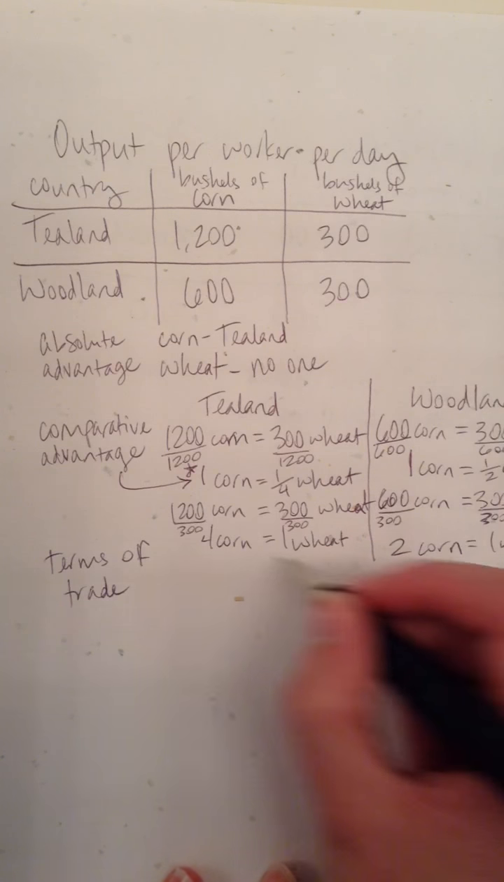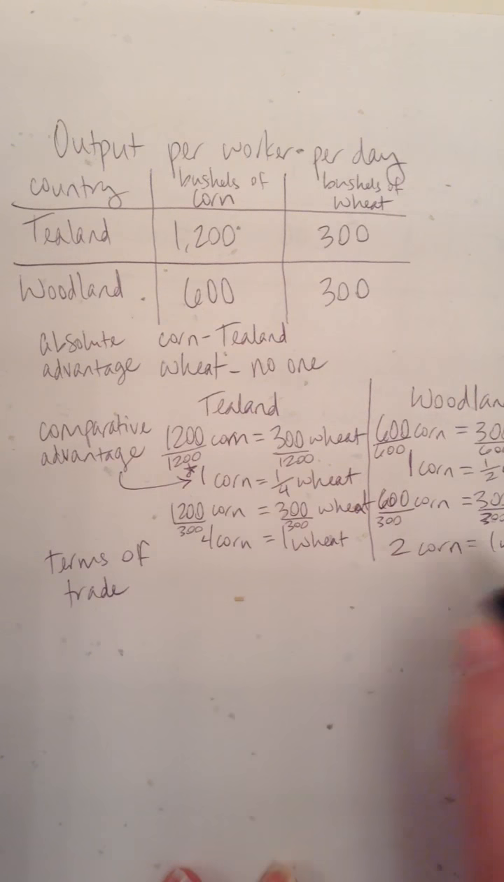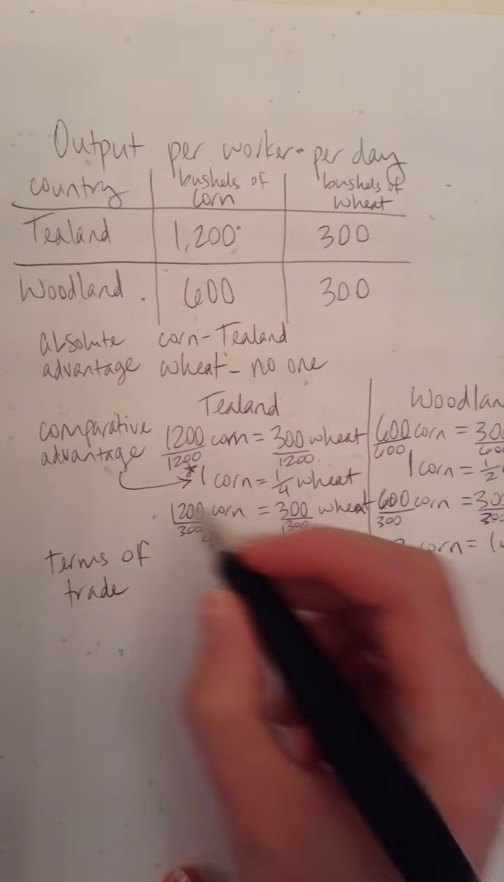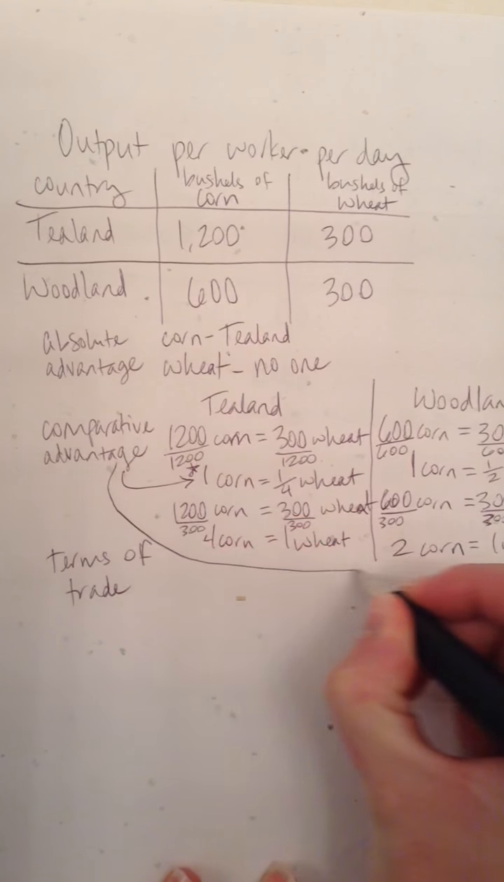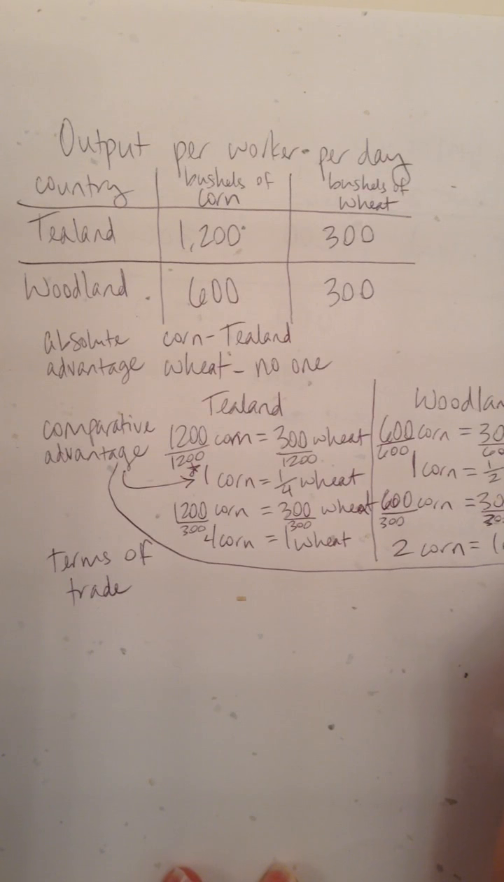And then when we look at wheat, we can see that woodland is only giving up 2 bushels of corn, whereas tea-land's giving up 4. So since woodland is giving up less corn for every bushel of wheat, they have the comparative advantage in wheat. So woodland should specialize in wheat, and they should devote all of their production to only producing wheat.